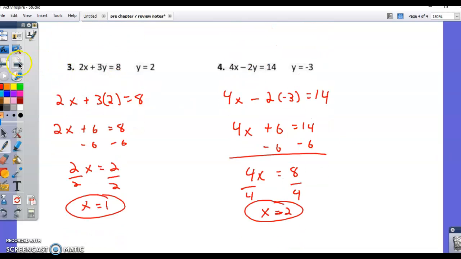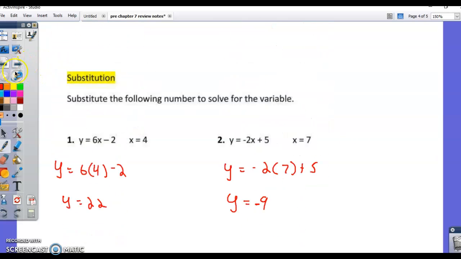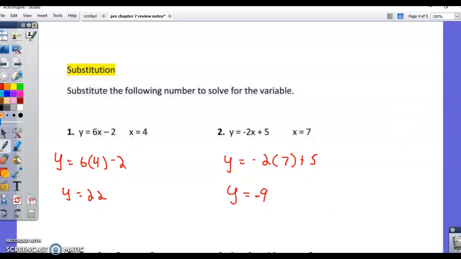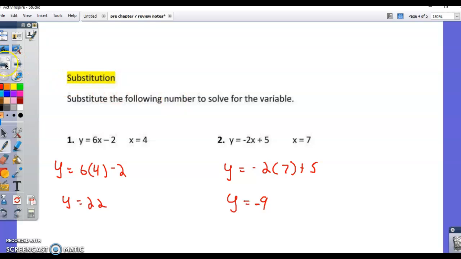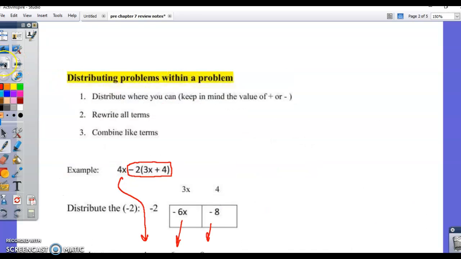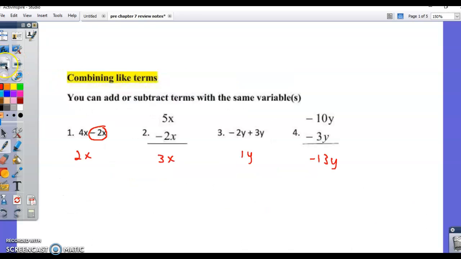All right, and that is it. So those are just some review things that we are going to have to be efficient at. This is all part of what we are going to be doing in this next section. We'll be setting up problems, and then we'll have to be doing this type of work to eventually solve with what we need to do.